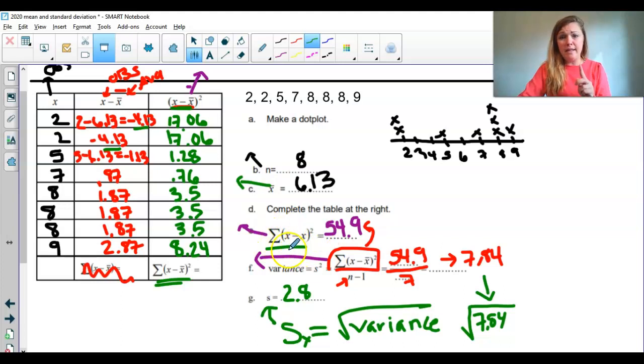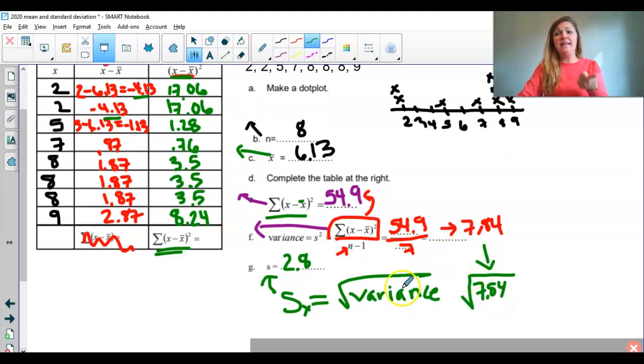Next, we need to take this third column right here. Okay, that should have a bar over it. Take that third column, and what we're going to do is add it up to get 54.9. Then we're going to divide that answer by n minus 1. N is the number of observations we have. When we did that, we got 7.84. Finally, to get that standard deviation, we take the square root of the variance, what you got right there when we divided by n minus 1. And that gives us our standard deviation, our average difference from the mean.